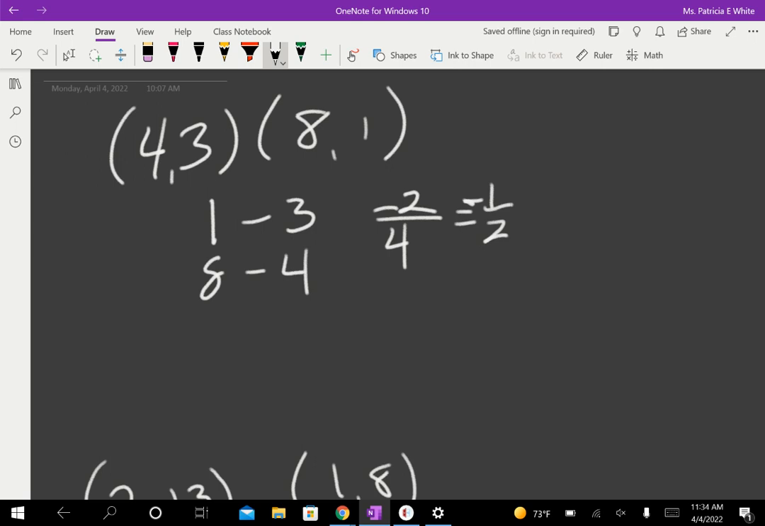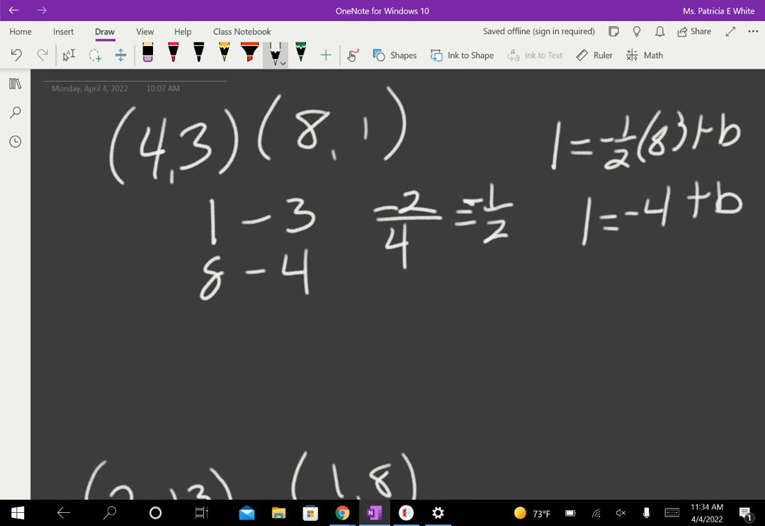All right, so what point should we use? 8 and 1. So what's my y? 1 equals negative 1 half times 8 plus b. So 1 equals, what's half of 8? Negative 4. So negative 4 plus b. How do I get b alone? Add 4 to each side. So plus 4, what's my b? B equals 5. So y equals, what's m?